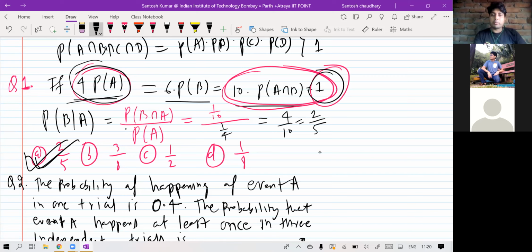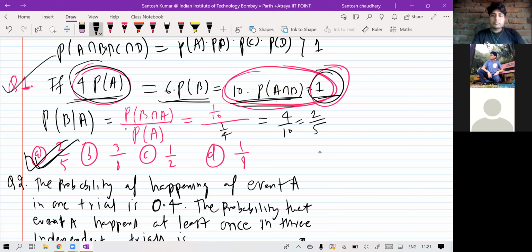Simply you have to use that: 4 times probability of A was 1, 6 times probability of B was 1, 10 times probability of A intersection B was 1. So you just need probability of B intersection A upon probability of A. B intersection A is the same as A intersection B because intersection is commutative. So fine, first question done.